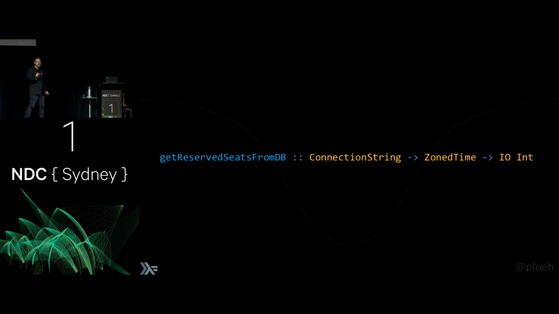Reading from a database is not deterministic. You could read from a database, calling the same database query twice, and you'll get two different results because the state of the database changed in the meantime. So that's not deterministic. That is an impure operation.